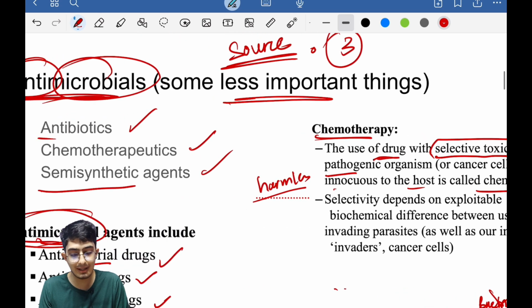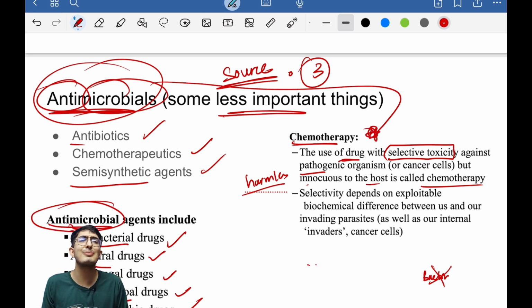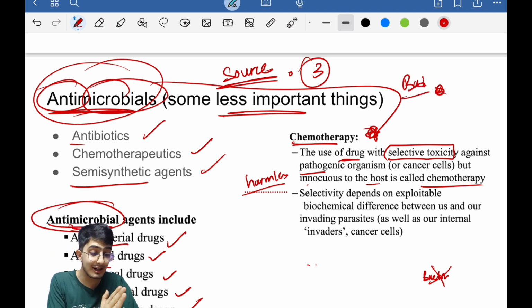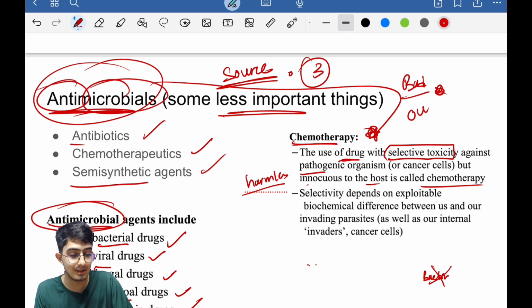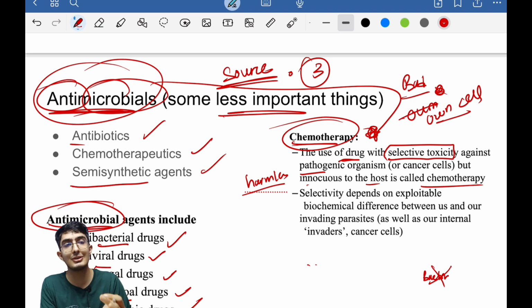So chemotherapy, like antimicrobials, is a part of chemotherapy, right? Basically all the drugs that are used to kill the bad thing, while not harming our own cells. This is known as chemotherapy. So chemotherapy is basically the use of drugs to kill the pathogenic or bad organisms while not harming our own self.